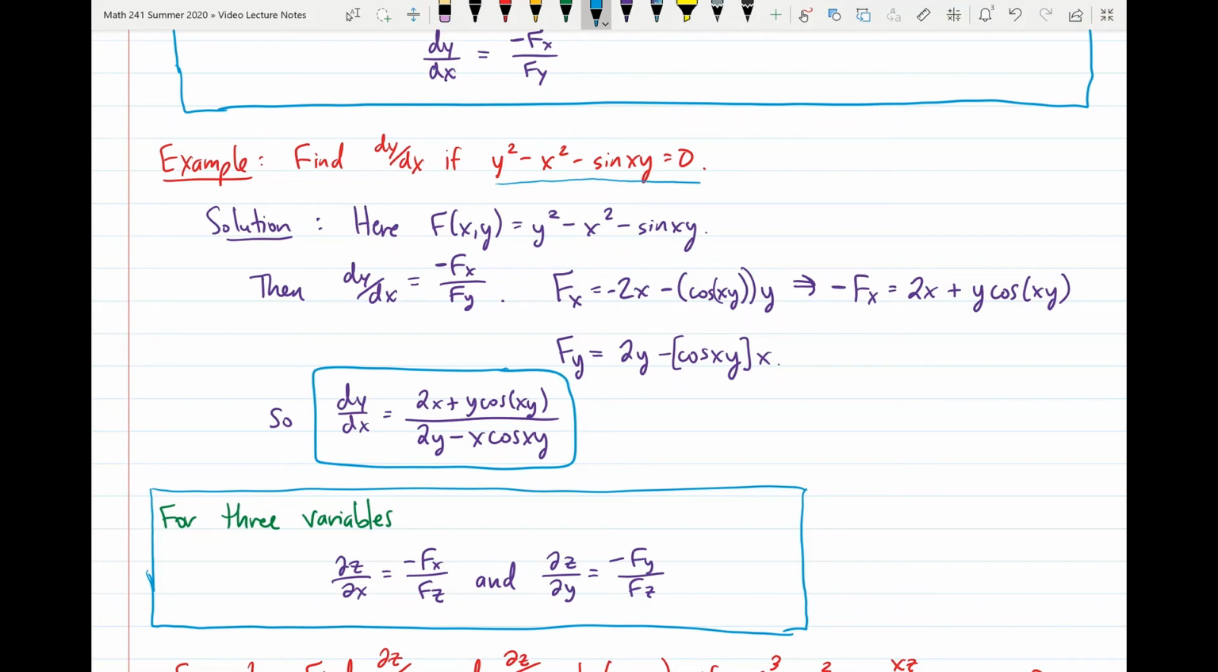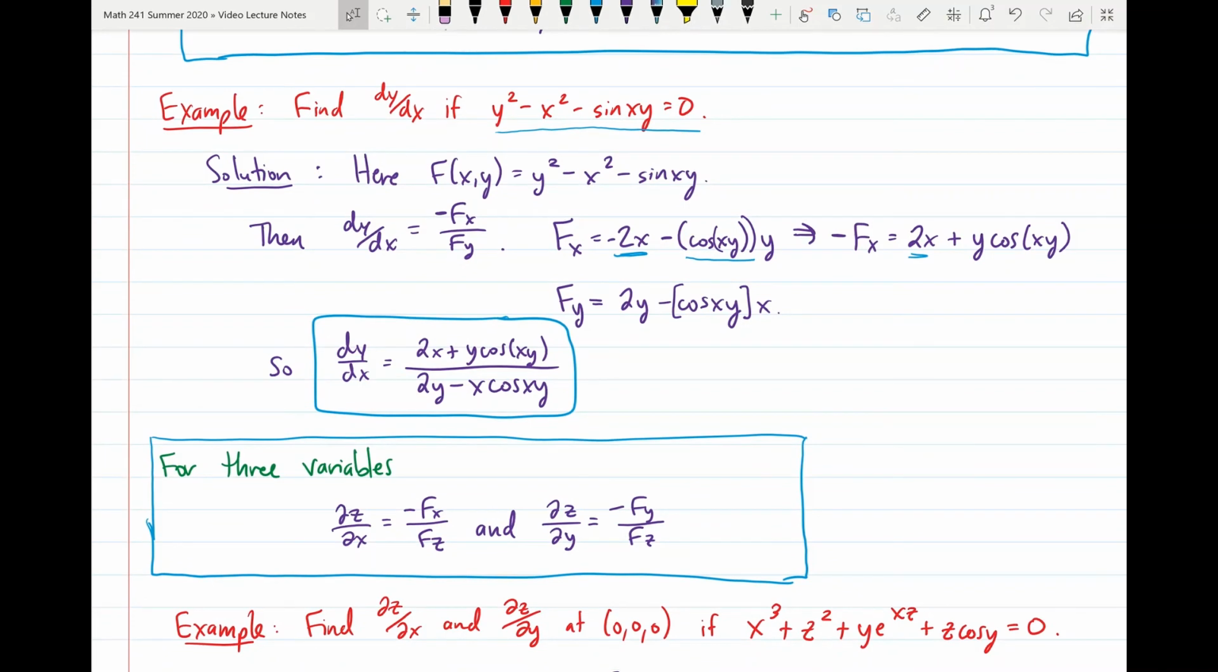So in this case, dy/dx is going to equal negative F sub x divided by F sub y. So the partial derivative of F with respect to x, again, we just hold y constant and then take the derivative. We get that it's equal to minus 2x minus cosine of xy times y. And so the minus F sub x is going to equal 2x plus y times cosine of xy.